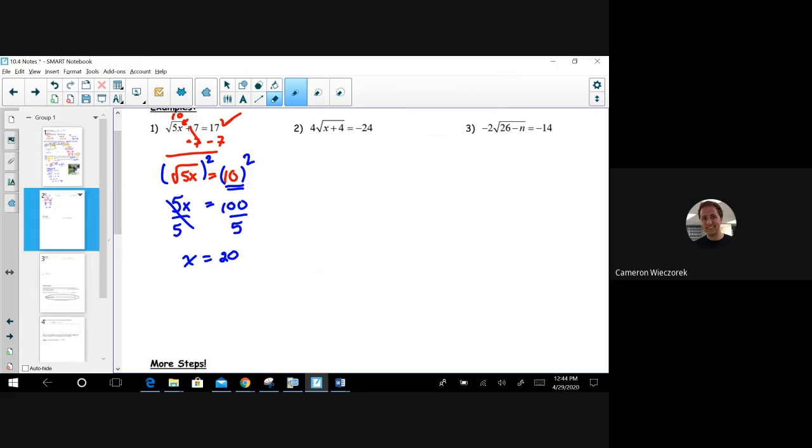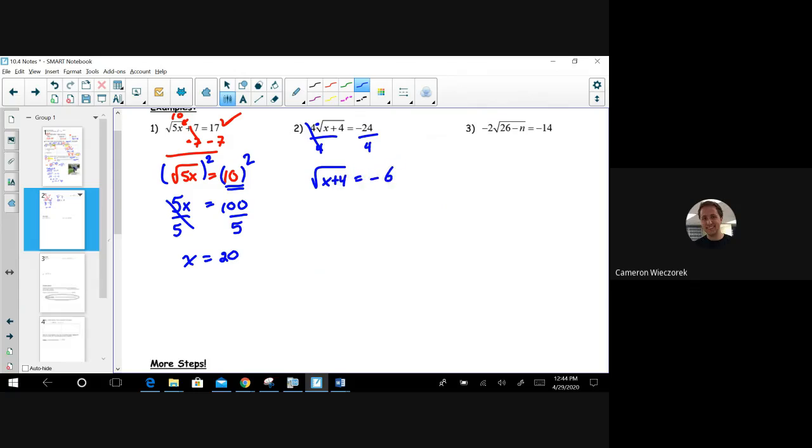Okay, so the second one, I have 4 times, you don't see it, but there's an imaginary multiplication sign there, 4 times the square root of x plus 4 equals negative 24. The radical is not alone yet, so I need to get the radical by itself. I see multiplication. The opposite of multiplying would be to divide. So I get rad x plus 4 equals negative 6.